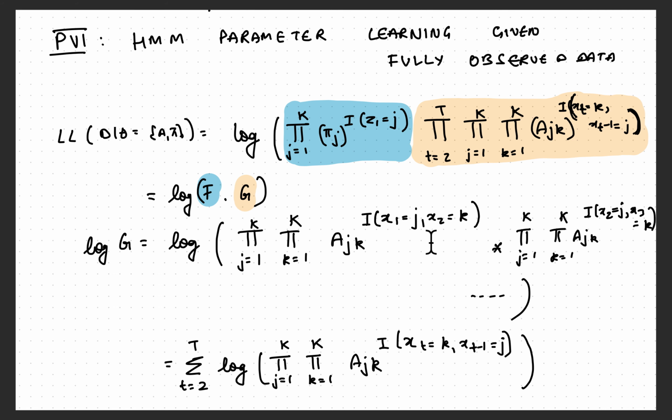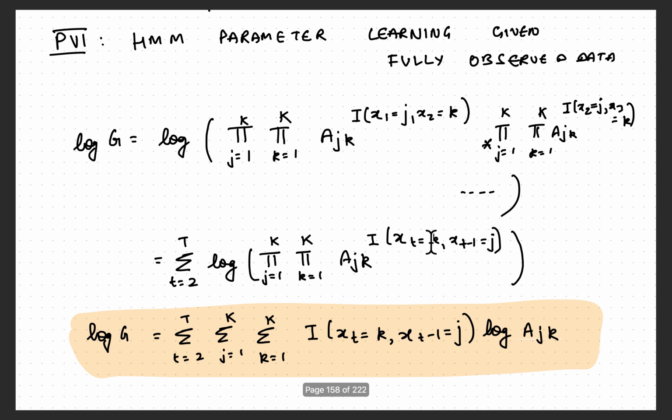Since it's a product of t different terms and you apply logarithmic on them, you can write it as a summation of the logarithmic of these t different terms. And if you further expand over j and k, you can write it as a triple summation. So the triple product gets converted to a triple summation. And since a jk was raised to the power identity x t equal to k and x t minus 1 equal to j, that term also comes out, and you are finally left with logarithmic of a jk multiplied by the identity term. So this is how we've written logarithmic of G.